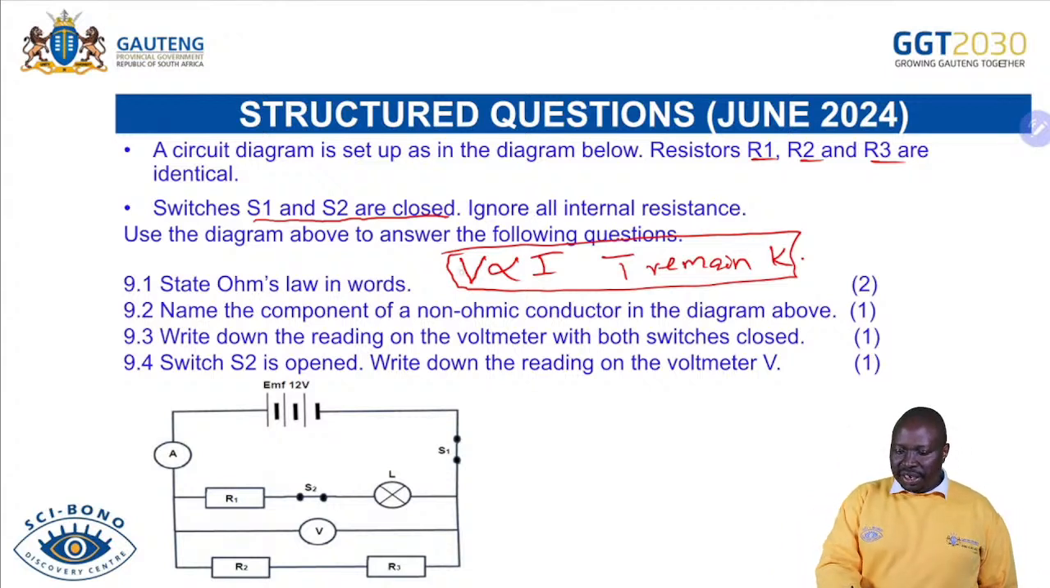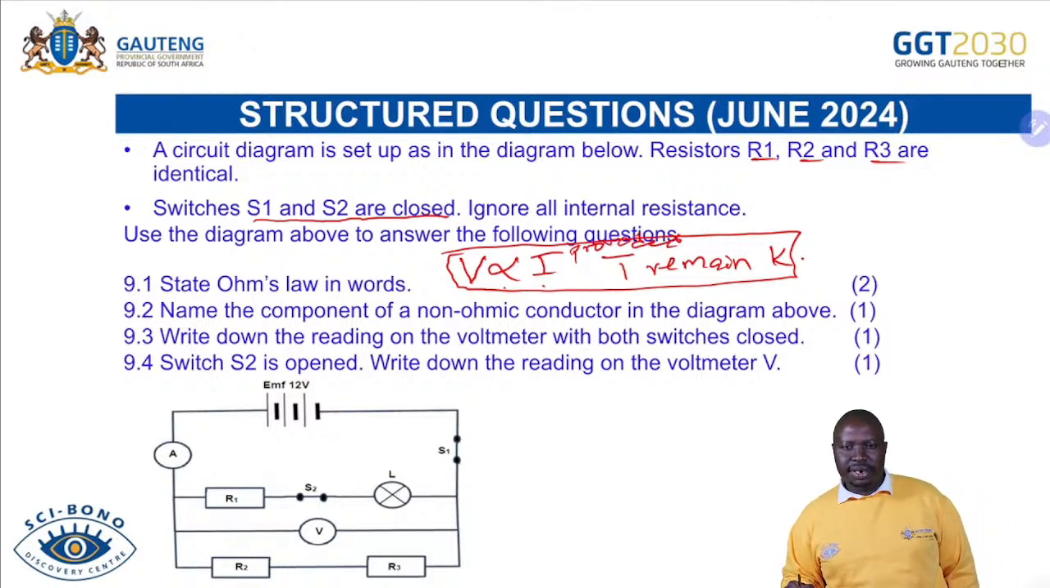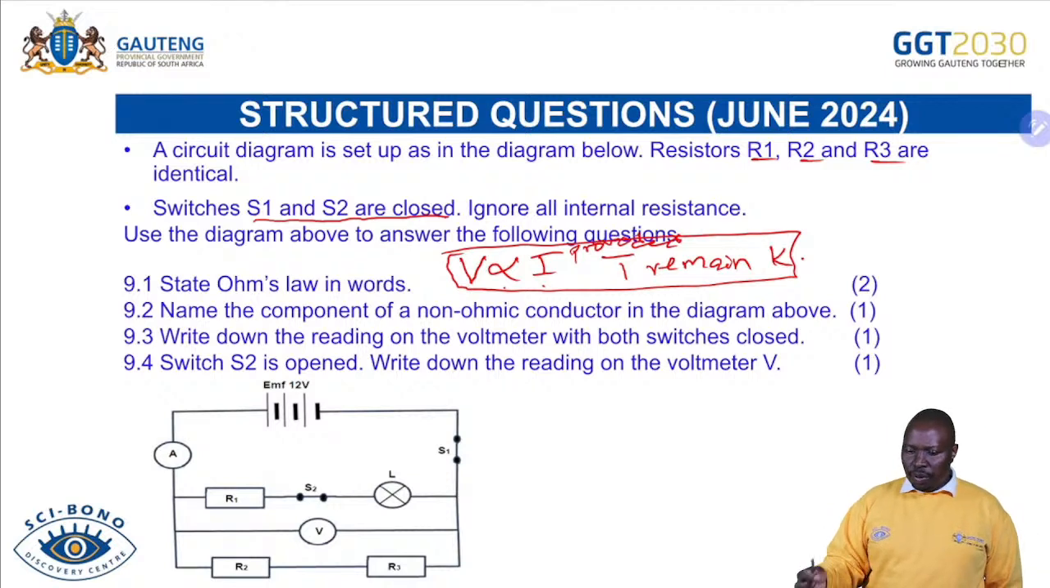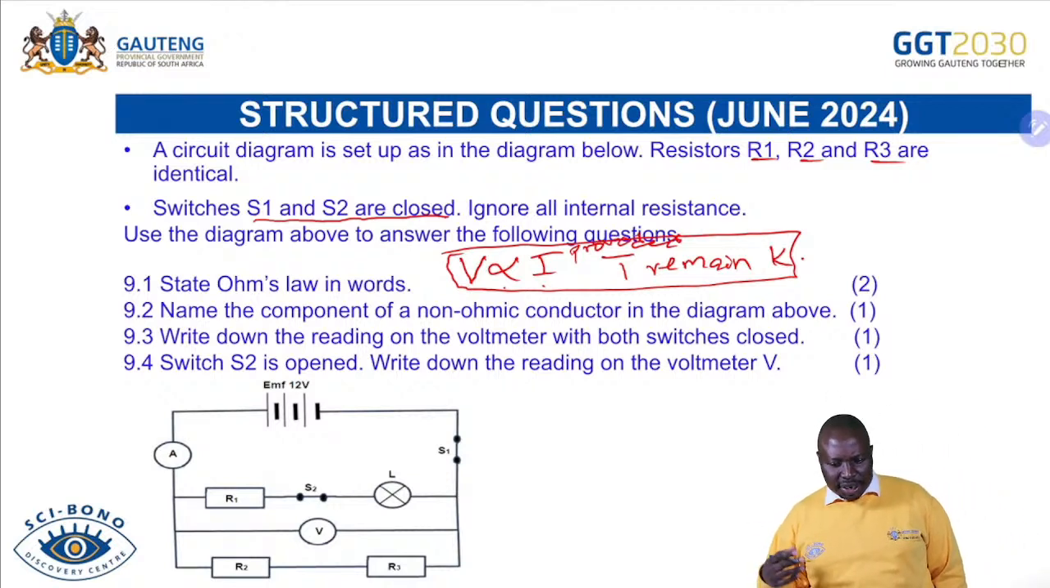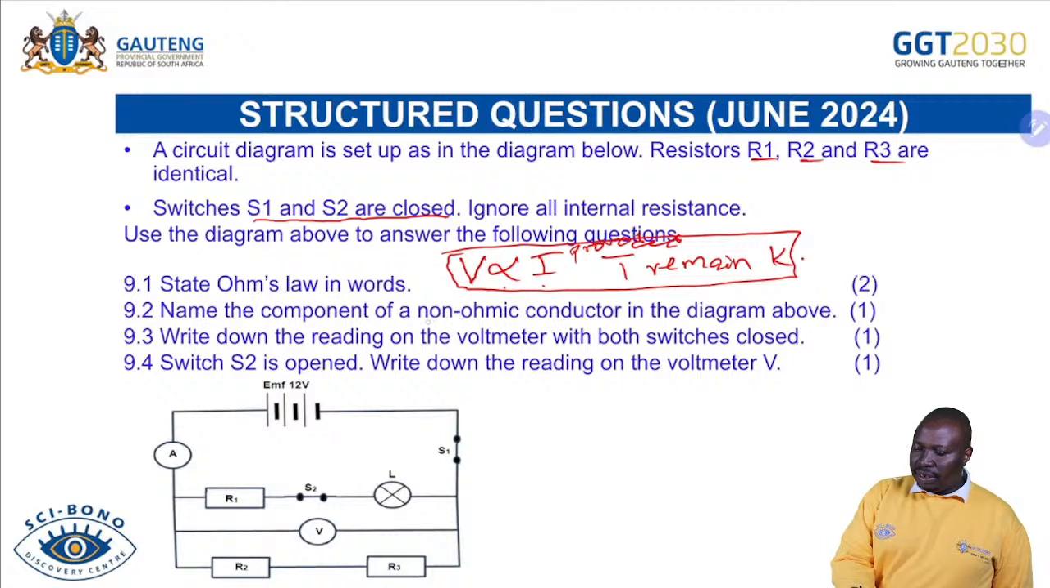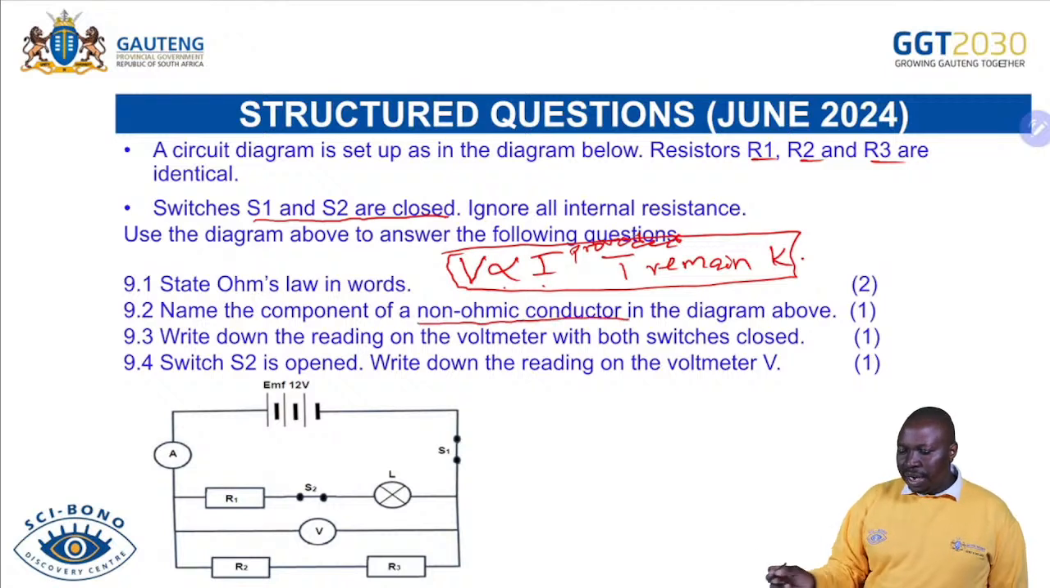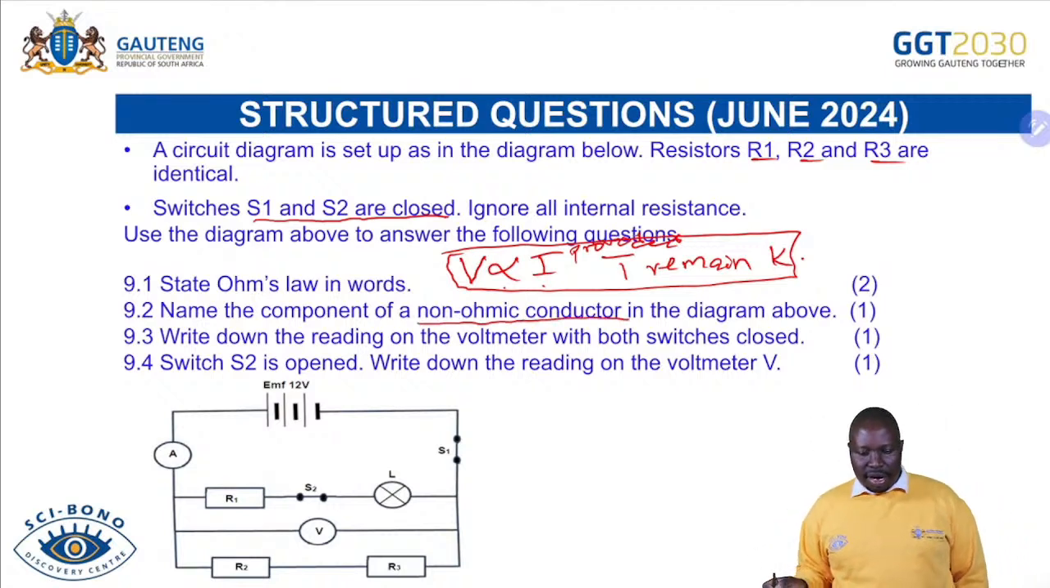So you will say the potential difference across the conductor is directly proportional to the current, provided that the temperature remains constant. Now, question 9.2 was: name the component of a non-ohmic conductor in the diagram above.